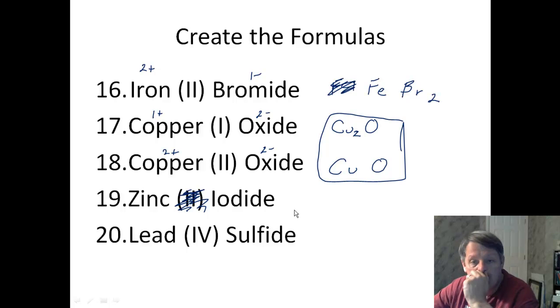Zinc is going to be Zn and iodine, and that's a 2 plus, and that's a 1 minus, so you crisscross them and it's ZnI2.